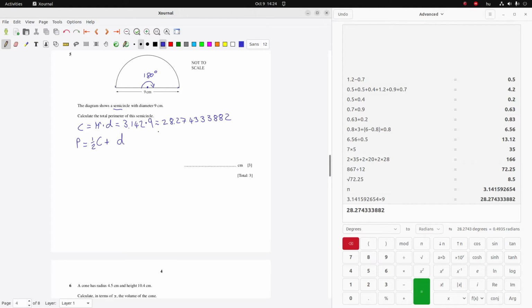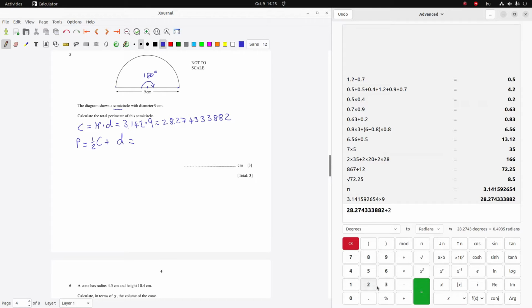I'm going to write it with a lot of decimal places so that when a rounding error occurs, it occurs much later in the question. So there's going to be a very small rounding error, but a very small rounding error doesn't matter too much for me, because sooner or later I'm going to write it to 3 significant figures. Okay, so now we have P is equal to half C plus D. What is half of this? I can just keep it in my calculator for now.